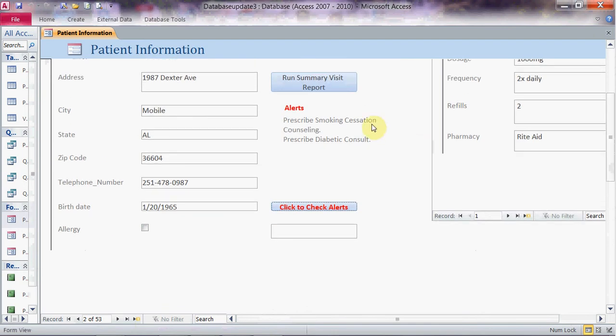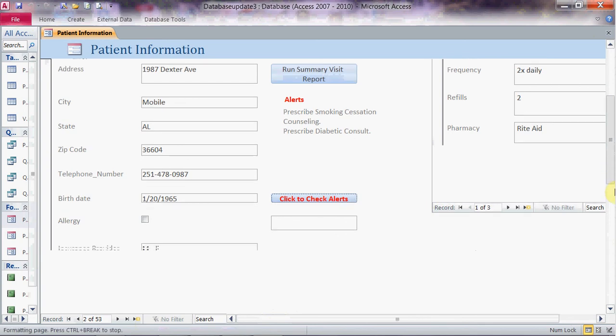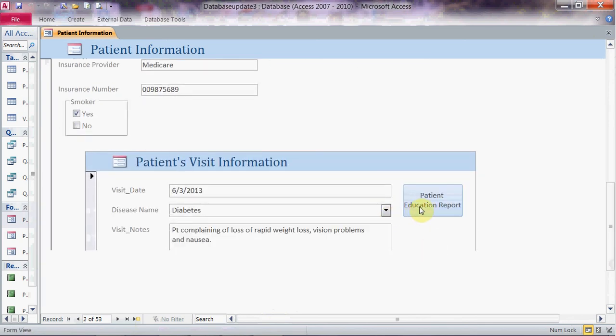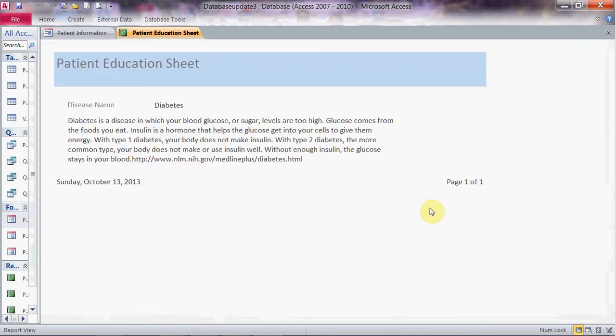Our alert says that she qualifies for smoking cessation counseling and also for a diabetic consult. We notice that she is not 65 and older, so she did not qualify for the pneumonia vaccination. And too, we will give Ms. Daniels patient education so that she will learn about how to take care of herself. This is an easy tool that we love to give our patients so that they will be able to live a healthy lifestyle.